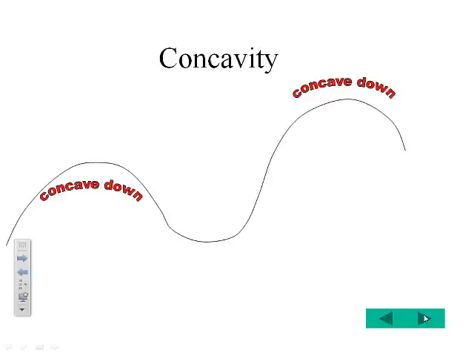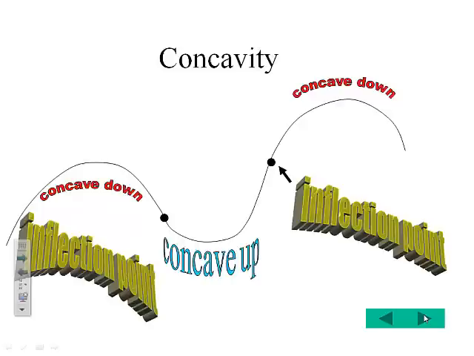Now we're ready to talk about concavity. For concavity, we're talking about whether a function is concave up or concave down. I generally try and picture my hand. If my hand is cupped and I can hold water, then it's concave up, and if it's cupped and the water's falling out, then it's concave down. The spot where it changes from being concave down to up or vice versa, we call those inflection points.